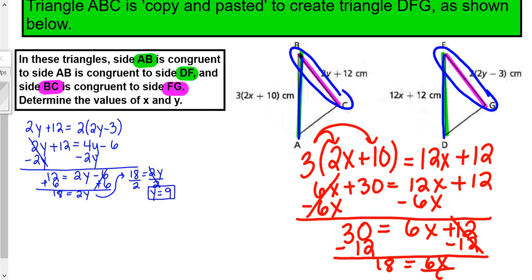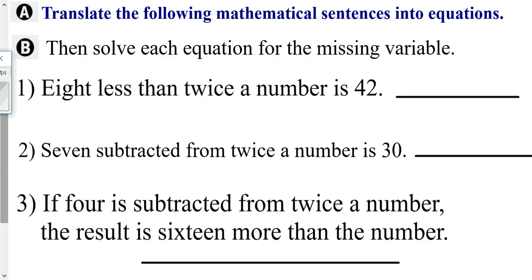Instead of multiplying by 6, we're going to divide both sides by 6, and we're going to be left with x equals 3. Always remember that you can plug this back into your original equation in order to check your work. Okay, let's take a look at the next slide together.